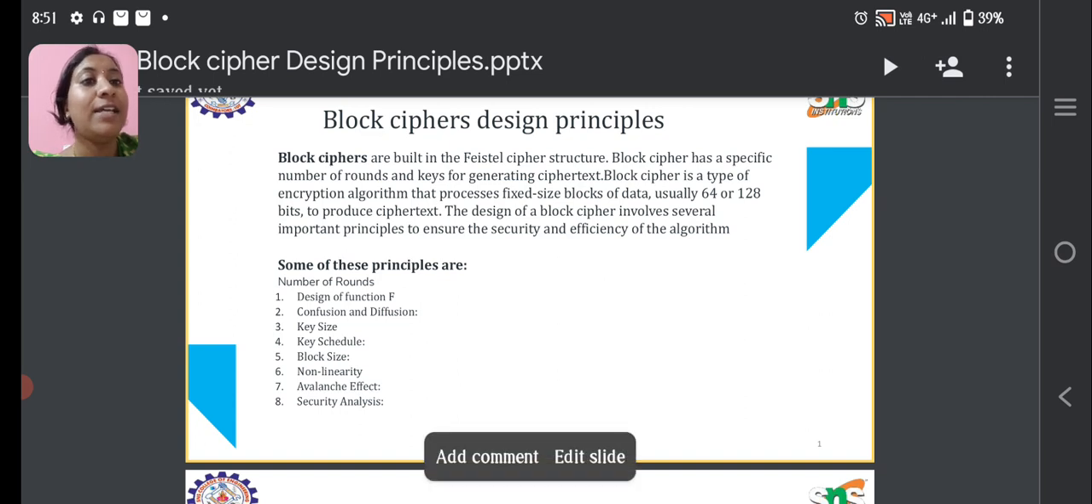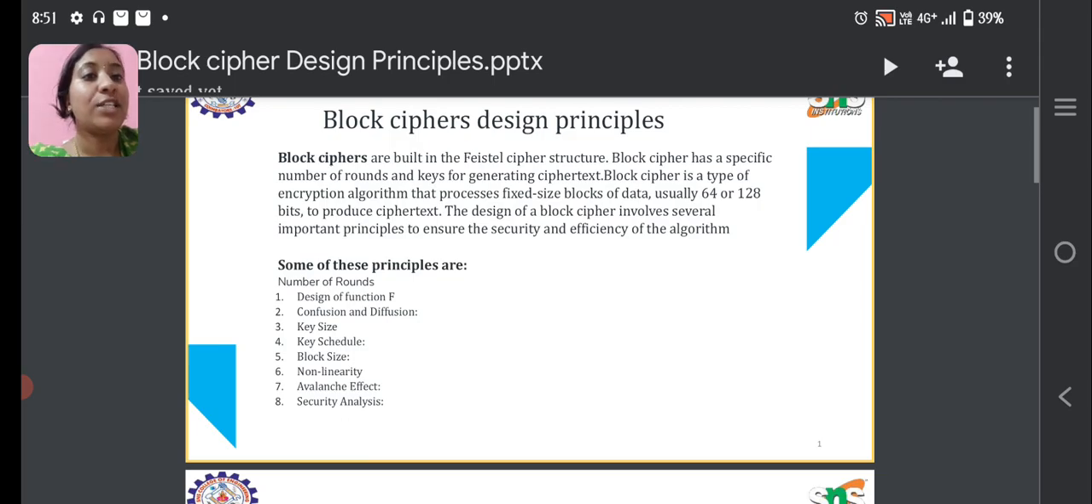In a block cipher, normally the ciphertext is produced by converting plain text into ciphertext, and it depends upon the plain text. We transfer the plain text to ciphertext in the form of blocks. In the Feistel structure we normally have 64 to 128 bits, so we take 64 bits as a block and then transform it.